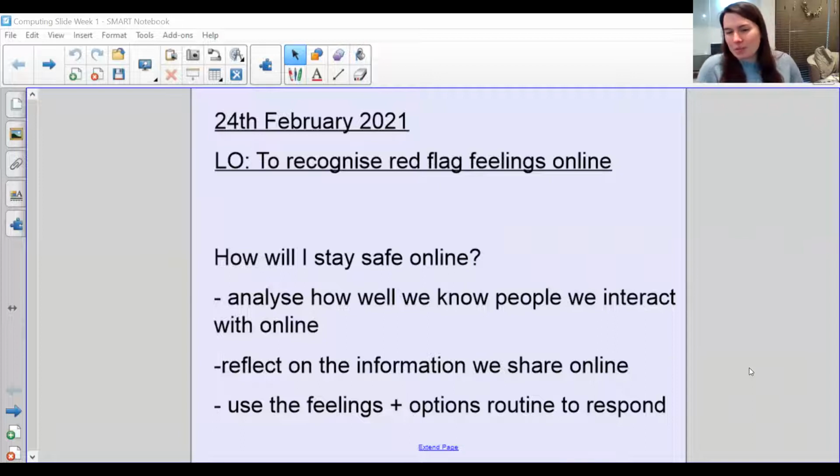And I'm going to go into what that actually means. So the elements of safety we're going to look at today are how well we know people that we interact with online, reflect on the information that we actually share with those people, and use the feelings and options routine to respond to anything that makes you feel a little bit unsure.